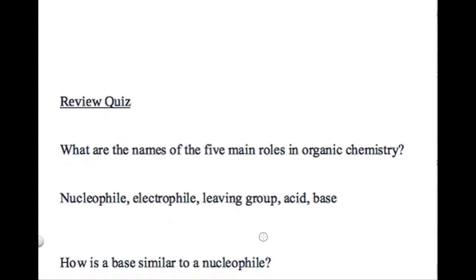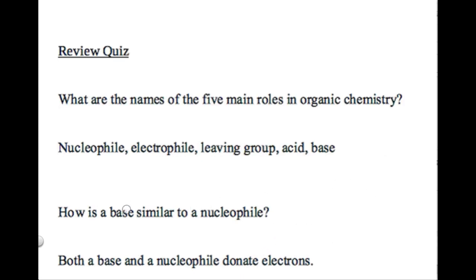How is a base similar to a nucleophile? I hope that you actually paused and came up with an answer to this question. Here's the answer. A base is similar to a nucleophile because both a base and a nucleophile donate electrons. Next question.